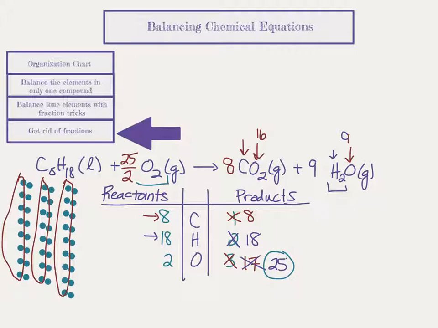To get rid of a fraction in a balanced chemical equation, you do exactly what you would do in algebra. We're going to multiply every single chemical in this equation by the denominator on the fraction, by 2. So we'll end up with 2 octane molecules, 25 oxygen molecules, 16 carbon dioxides, and 18 water molecules. This may look a little messy, so you're going to want to clean up your final answer.